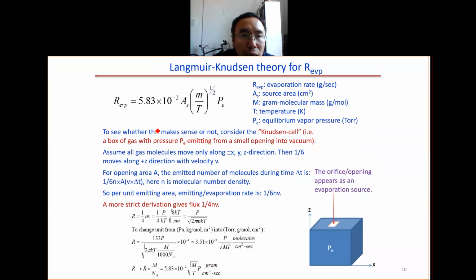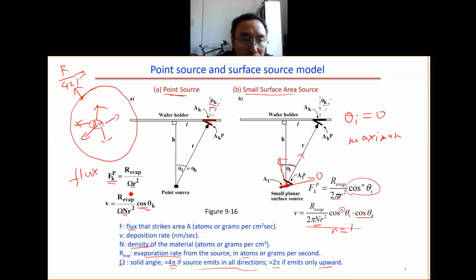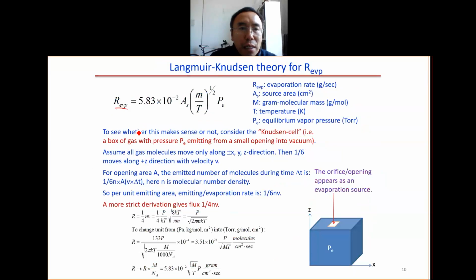So now we look at evaporation rate. So this is this term. Evaporation rate is given by this formula here. A is the source area. M is the molecular mass, how many grams per mole. T is the temperature, and P is the equilibrium vapor pressure inside this Knudsen cell.